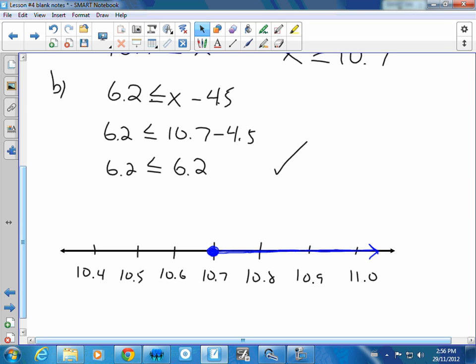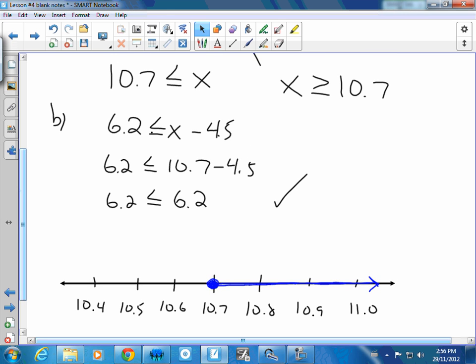You guys can check to see if one of your answers is correct. Let's pick this one, 10.9. Is 10.9 greater than 10.7? Yeah, it is. So did we do it the right direction? Right. Flip the page.